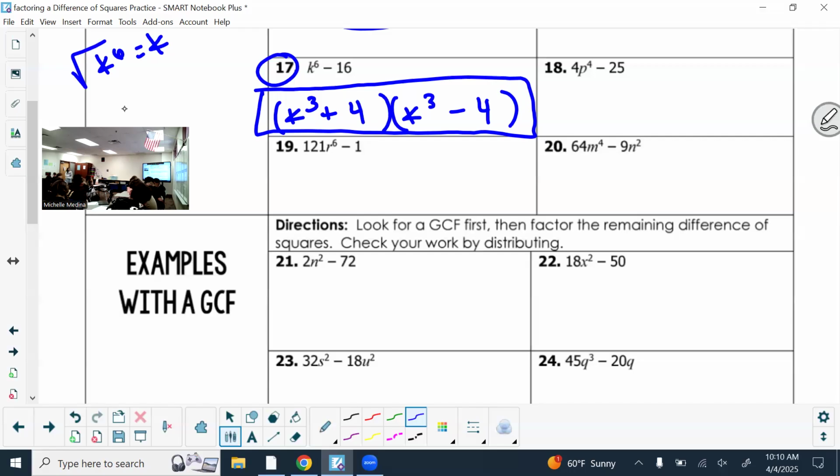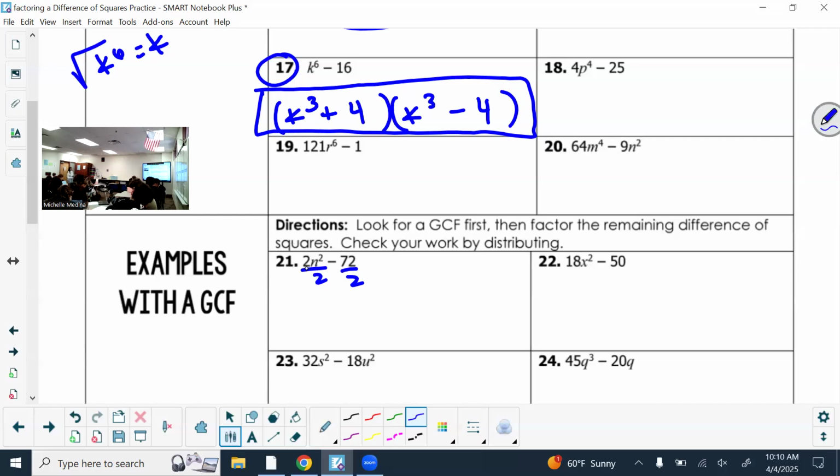So 2 and 72, what's the GCF? 2. First of all, 2 doesn't have that many factors. It's just 2 and 1. And your GCF can never be bigger than the smallest number. So see if that smallest number is the common factor. If it's divisible into both numbers evenly, then it is a common factor. So 2 is my GCF.